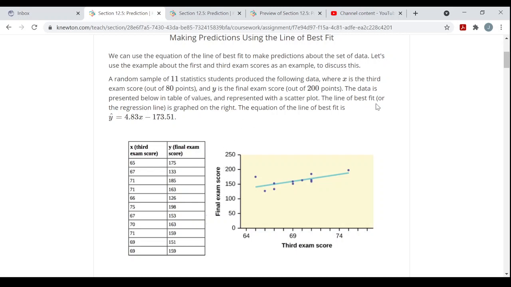The line of best fit, or the regression line, is graphed to the right as well, the light blue line running through here. And the equation of this line of best fit is given to us. Remember, y hat equals 4.83x minus 173.51. So, slope, y-intercept there.